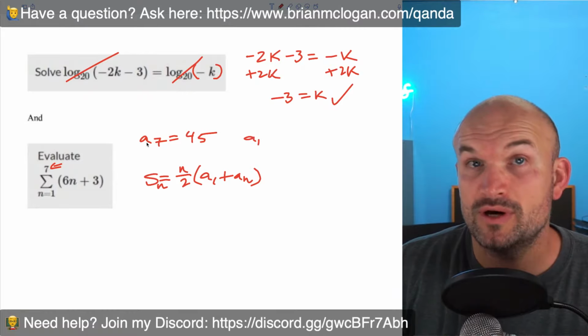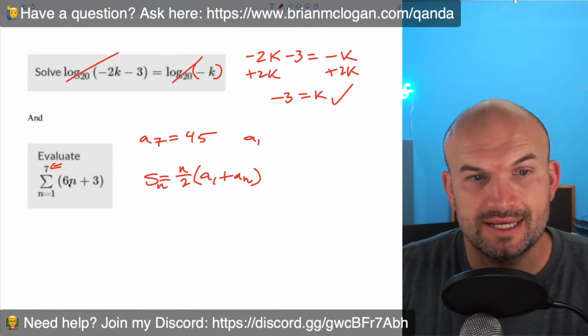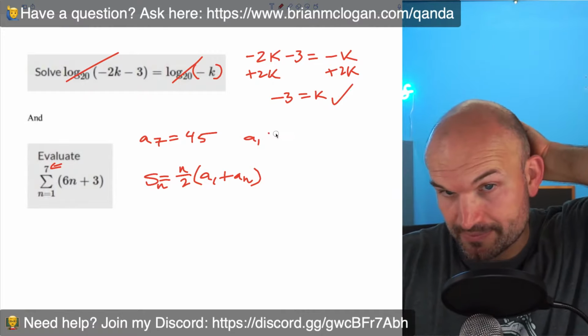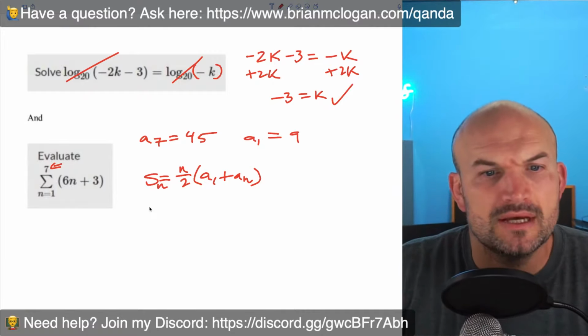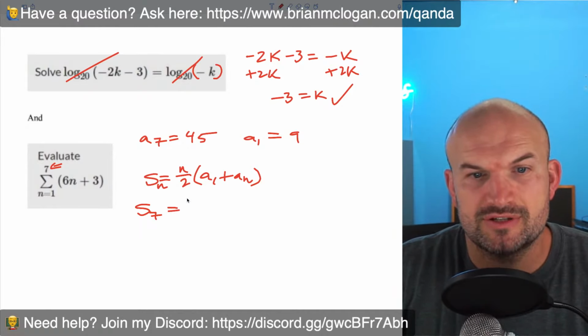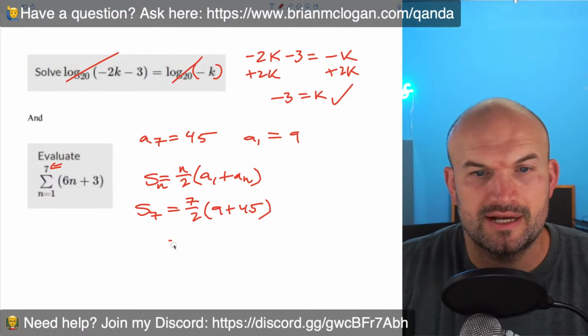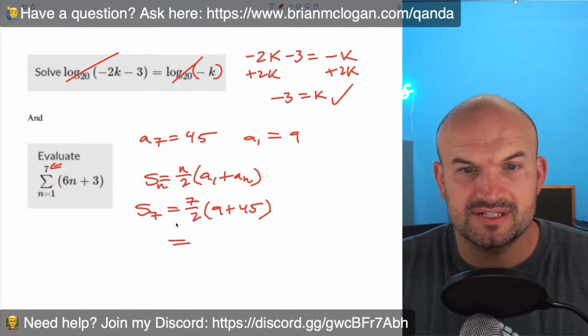Let's plug in a sub 1. So let's plug 1 in for n. 6 times 1 is 6 plus 3 is 9. Okay, so I have S of 7, which is basically the sum here, is going to be 7 divided by 2 times 9 plus 45. All right, so now let's plug this into our calculator. So 9 plus 45.